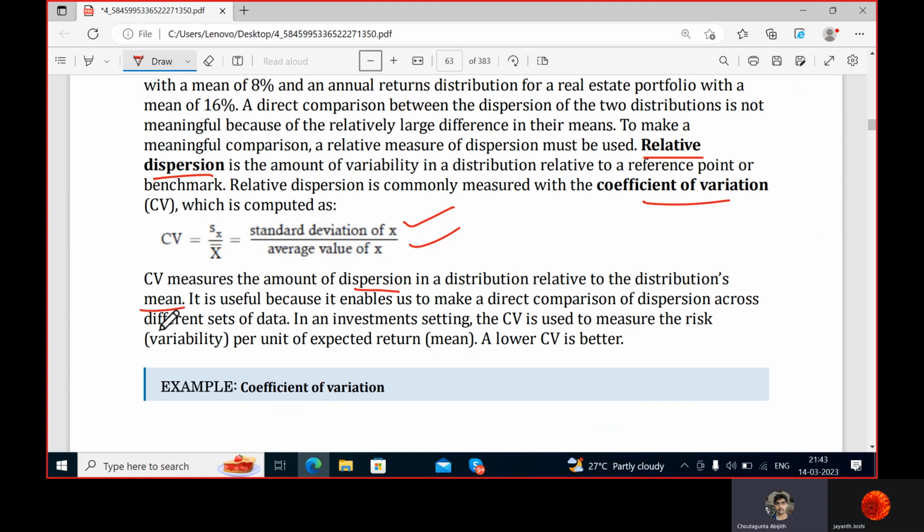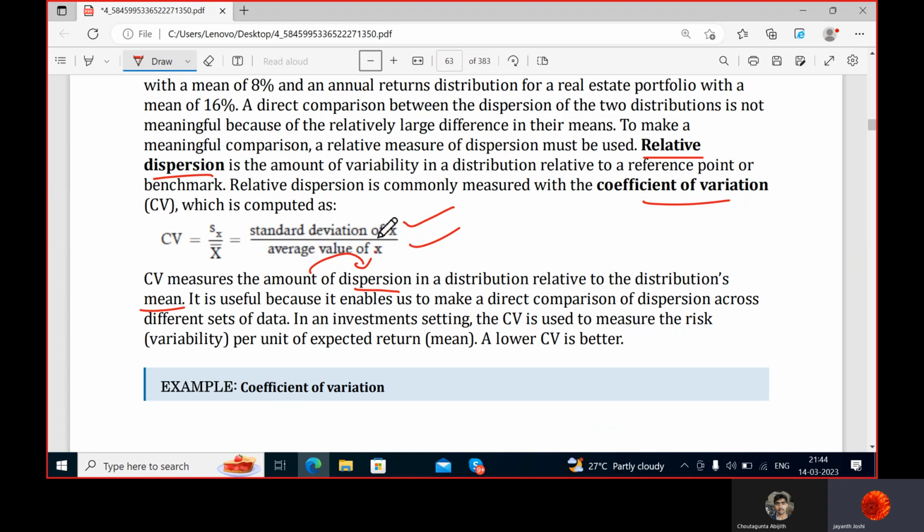Could you repeat? Your voice was slightly off. See, the coefficient of variation measures the amount of dispersion in a distribution relative to the distribution's mean. That makes us understand much more about the volatility, correct?